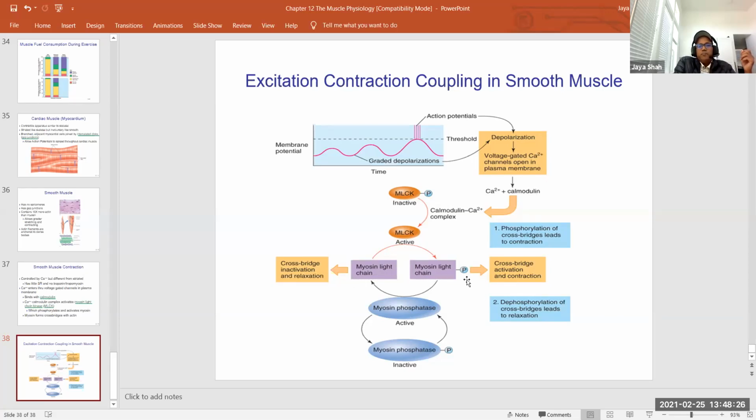That active MLCK then causes cross bridge activation and contraction. Once there is contraction, dephosphorylation of the cross bridge leads to relaxation, and that dephosphorylation is an active process. The myosin phosphatase enzyme dephosphorylates, and then another myosin phosphatase gets the phosphate and becomes inactive. So basically there is a complex excitation contraction mechanism for smooth muscle, and you don't need to worry about this for exam purposes.